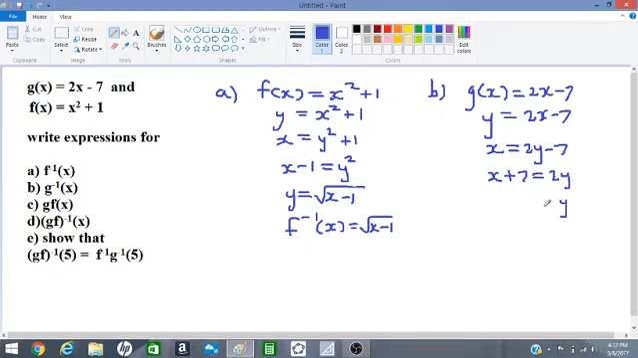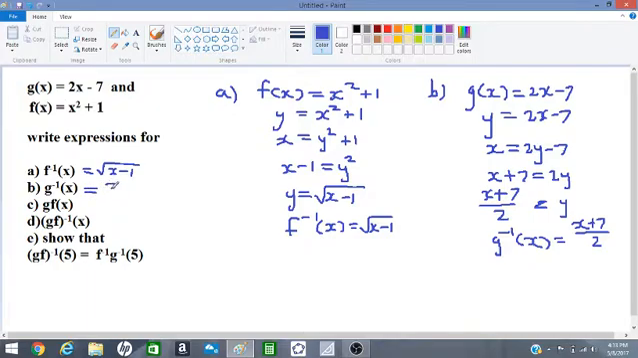Divide both sides by 2. y is equal to x plus 7 over 2. So we have g inverse of x being equal to x plus 7 over 2. So let's write those answers down.